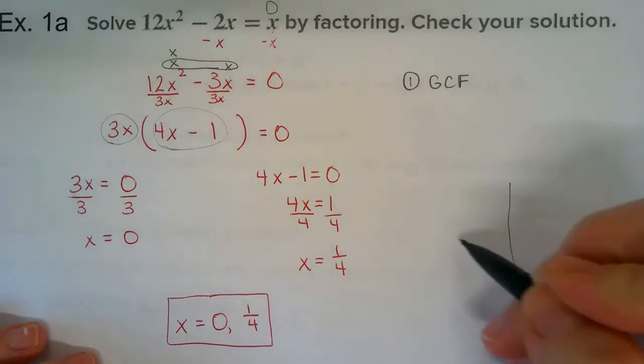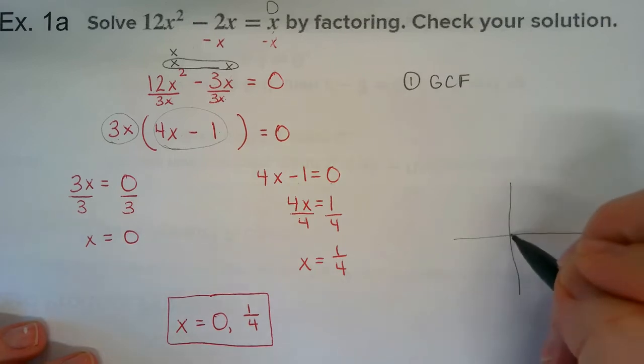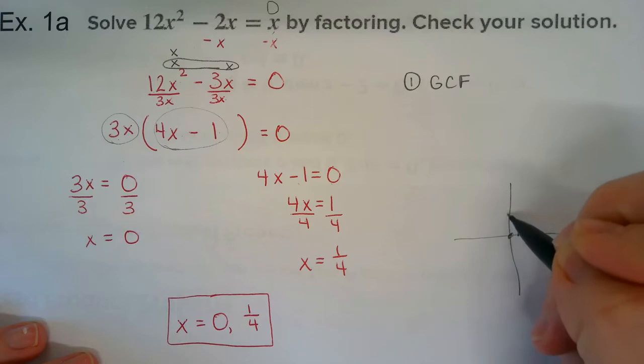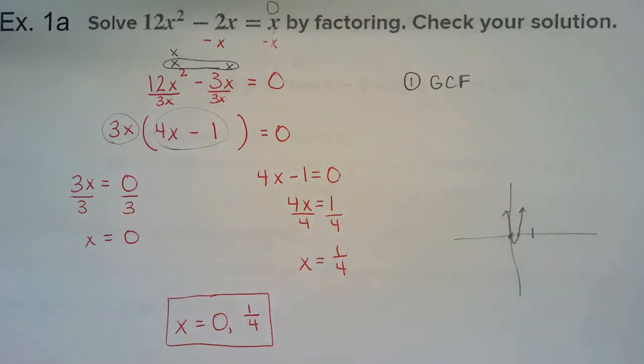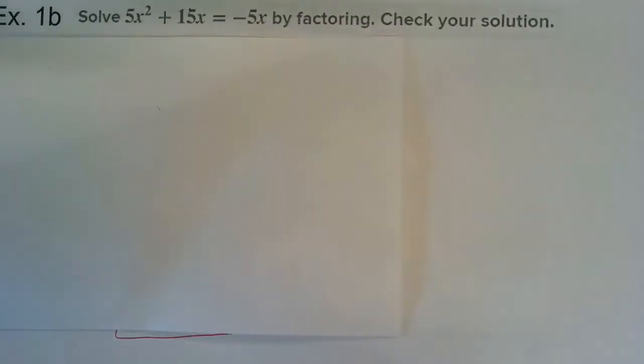So if I were to look at this as a graph, this would be a U shape where it's crossing 0 and it's crossing at 1/4. So it might be something like that. Okay, pause the video and try the next question.